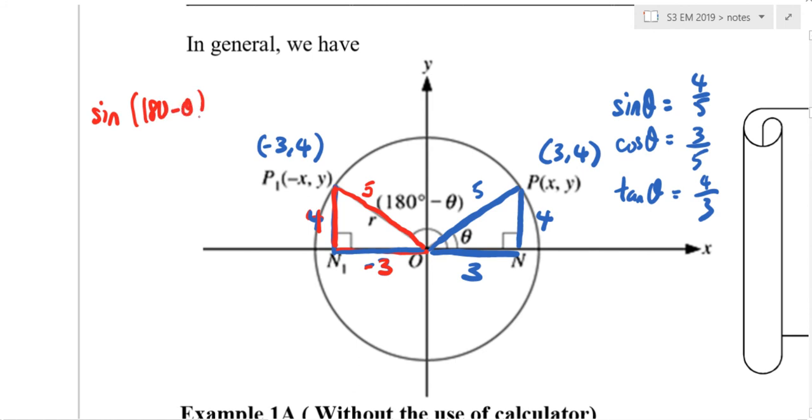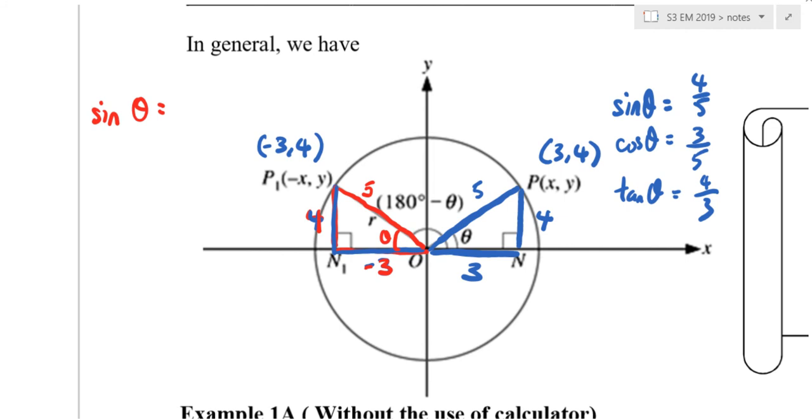Okay, this is my theta, right? What is sine theta in this case? Can you help me? In the red triangle, what is sine theta? Do you see it's 4 over 5?